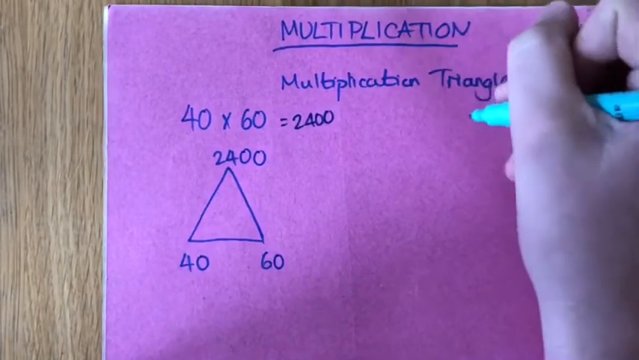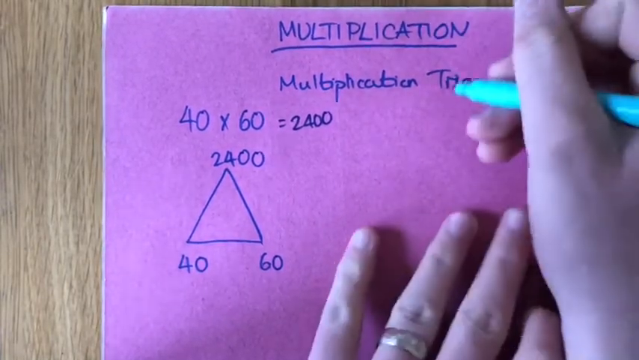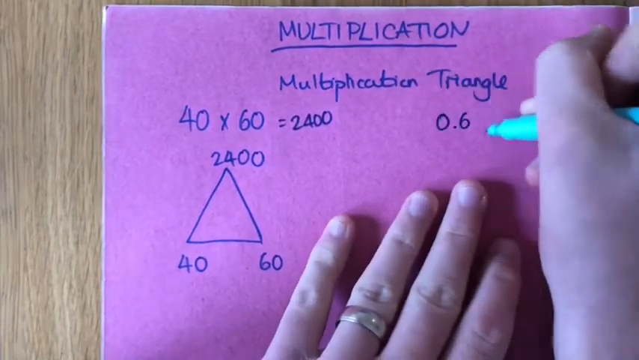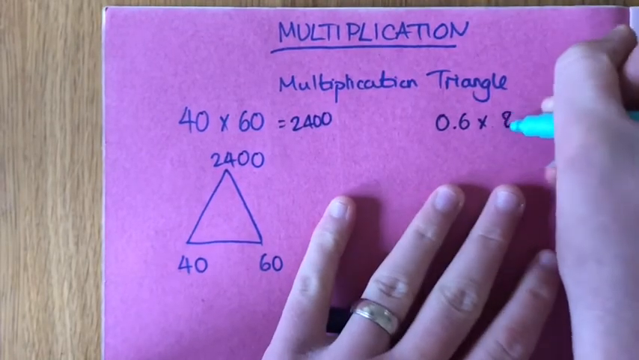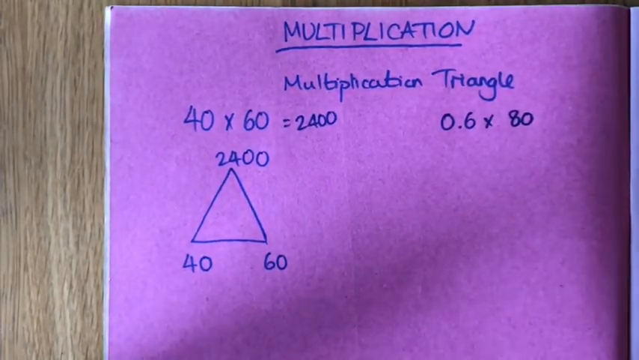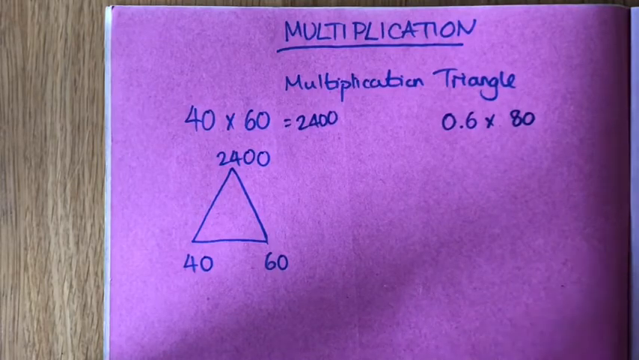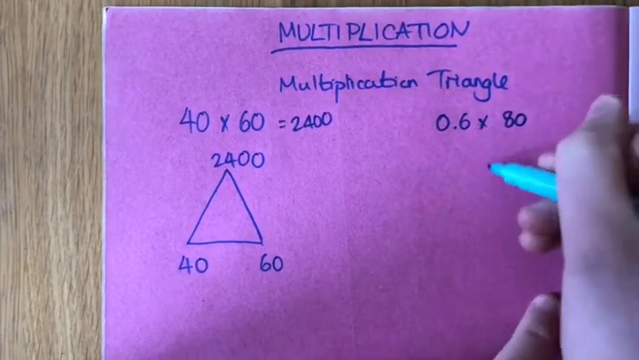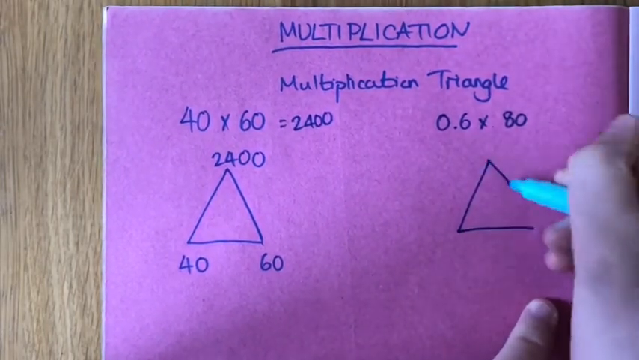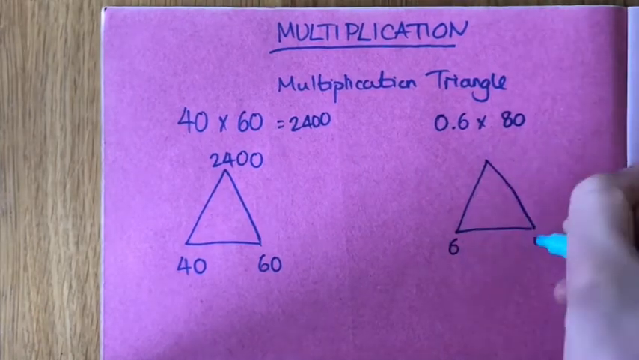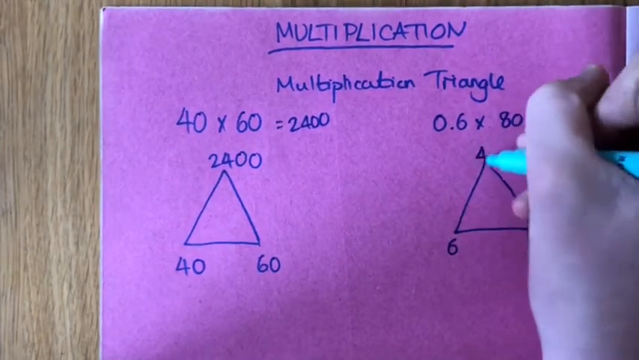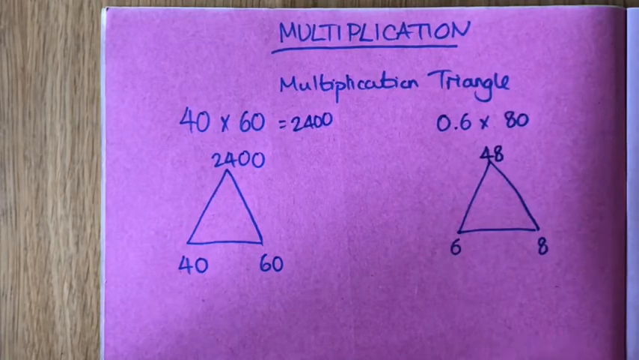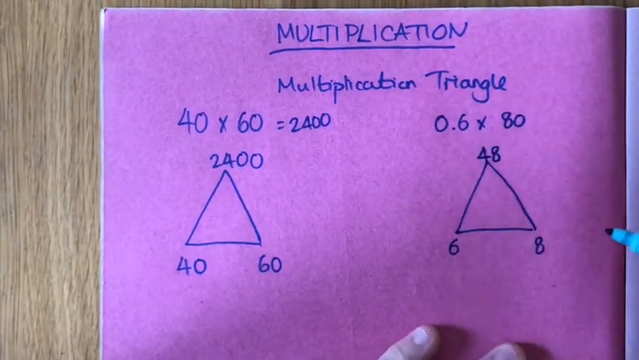This works for stuff with decimals as well. So let's say I've got a problem like 0.6 times 80. Well, I look at that question and I go, is there an easy question in there? And it is. It's 6 times 8. So I do my multiplication triangle and I do the easy version first. 6 times 8 is 48. And then I go, right, I've not got a 6, I've got a 0.6.